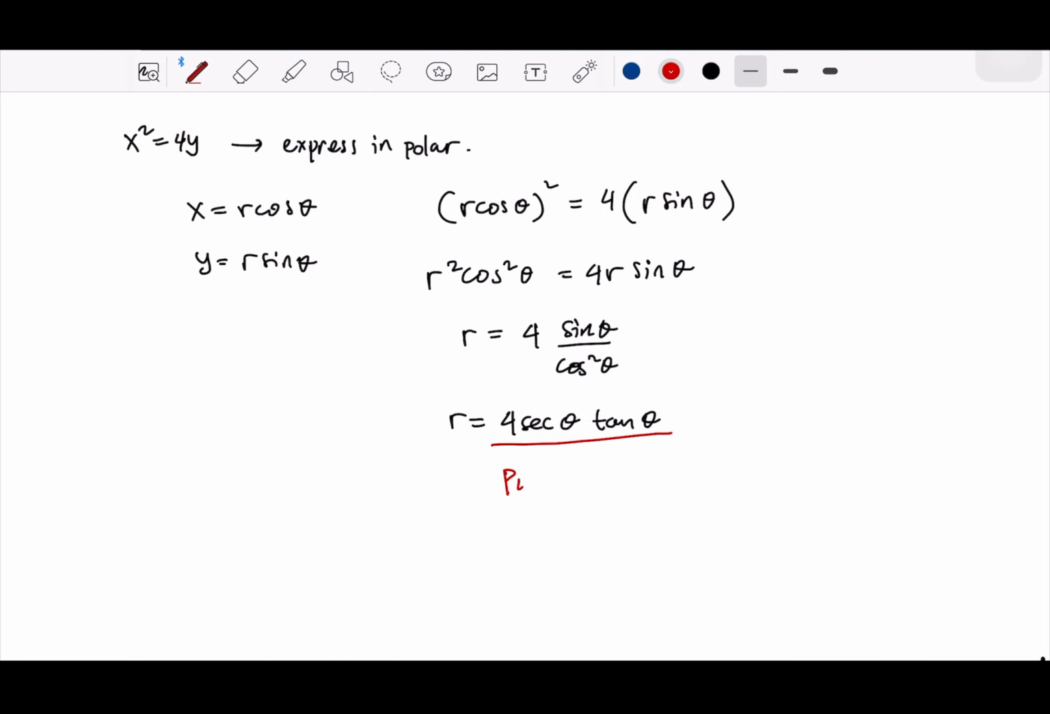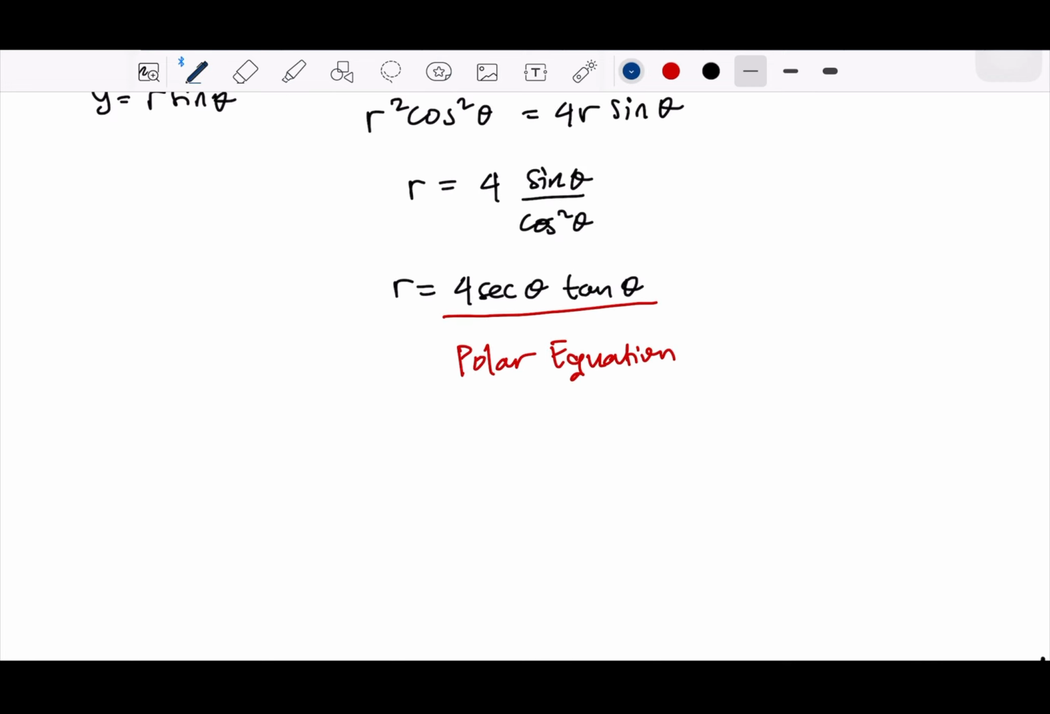So we call this a polar equation. Polar equations will be denoted by r equal to some function in theta. Okay, this is what we call polar equations. We are going to have a lot of content regarding these polar equations later on. If you take calculus 2, we will discuss these polar equations in more depth.